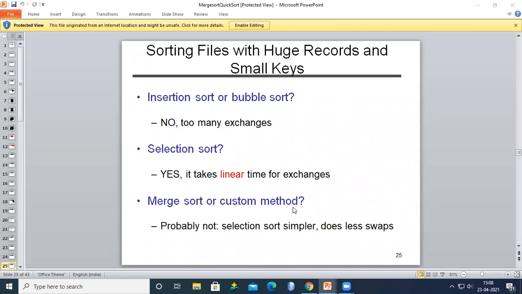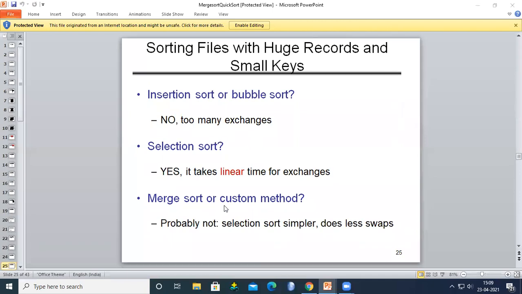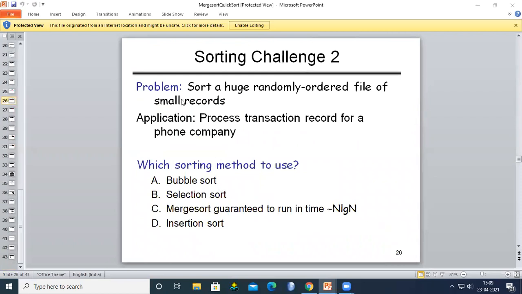Merge sort or a custom method, probably not. Selection sort is a simple one and does fewer swaps. Comparing the selection sort, we have fewer swappings, whereas merge sort, we consider, probably not. Now consider the problem: sort a huge randomly ordered file of small records, a very small number of records. The application is processing transaction records for a phone company.